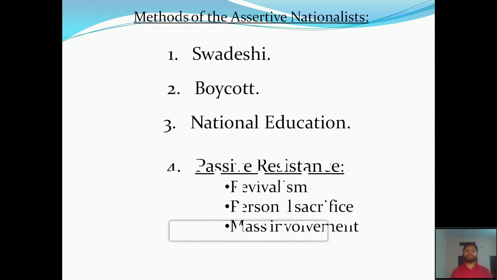And the fourth method adopted by assertive nationalists was passive resistance. Under passive resistance there come a few points like revivalism, personal sacrifice and mass involvement. So we are going to discuss all these points in detail.